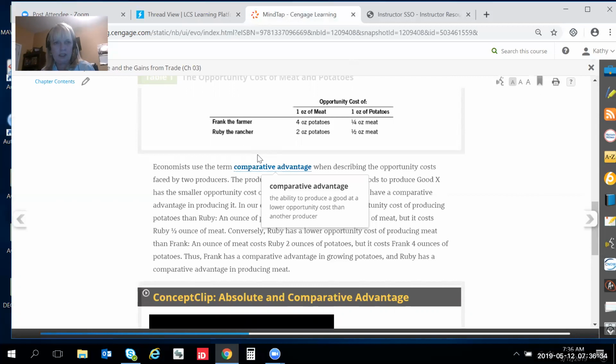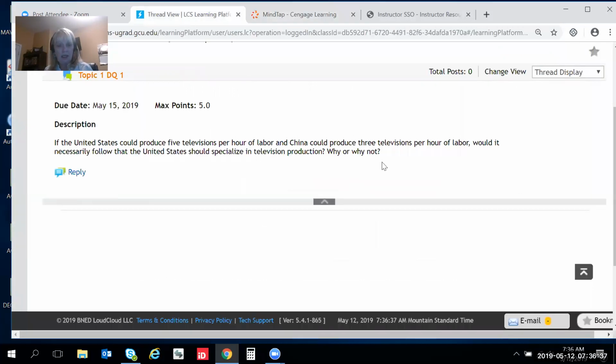When we think about our question here, China versus the US, who has the lower absolute cost? Who has the lower opportunity cost? In other words, who has absolute advantage and who has comparative advantage? And finally, do we have enough information to be able to tell? And once we have determined whether a country holds absolute advantage, comparative advantage, or maybe both, what does that have to do with trade? Why or why not would that determine who should be making televisions? So all of those questions flow into DQ1.